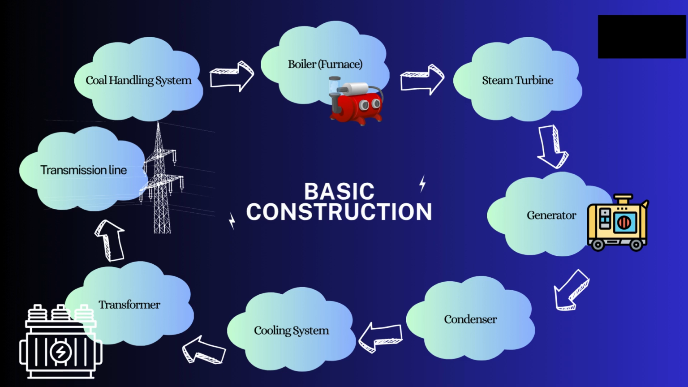The condenser converts exhaust steam from the turbine back to water, and it uses cooling water to absorb heat from the steam, and the condensed water is returned to the boiler. After that is the cooling system. The cooling system removes excess heat and releases it into the atmosphere. A water cooled system uses river, lake or sea water.